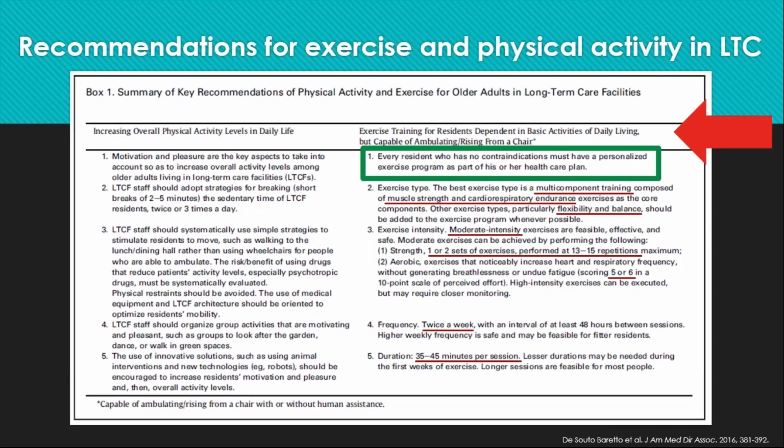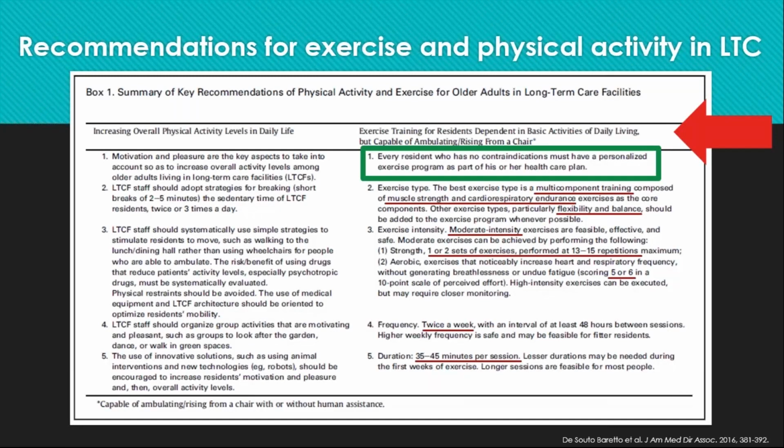And then their last point is that high-intensity exercises can be executed, so it's not that they're unsafe, but they may require closer monitoring. So they could be a bit more high risk, especially for a high-risk population. So that's where you should really get some advice from exercise professionals.